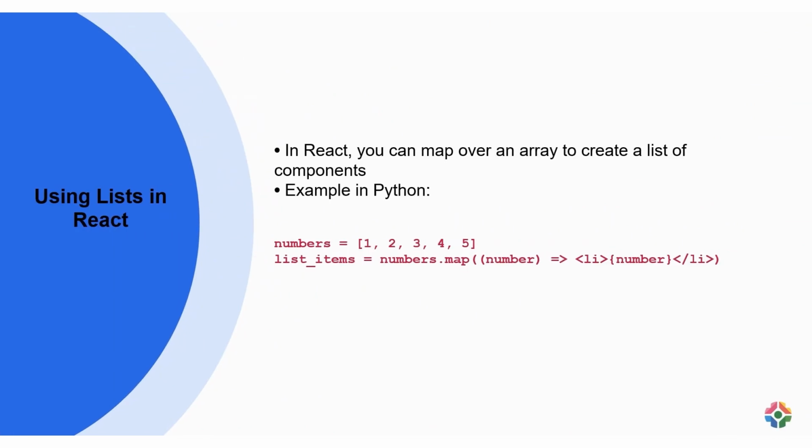To create a list of components in React by mapping over an array, follow this example. First, define an array numbers with values 1, 2, 3, 4, 5. Then, apply the map method on numbers to generate a list of components. Inside the map function, return a list item element li containing the current number. In this way, each number in the array will be encapsulated within a list item component.